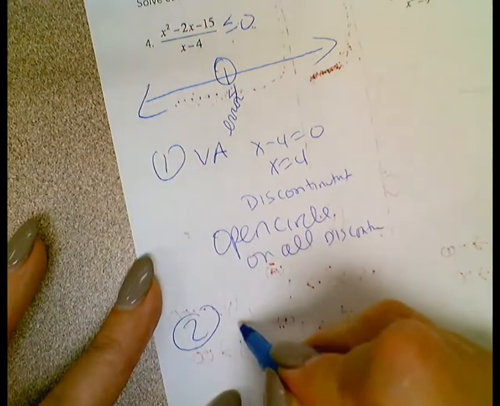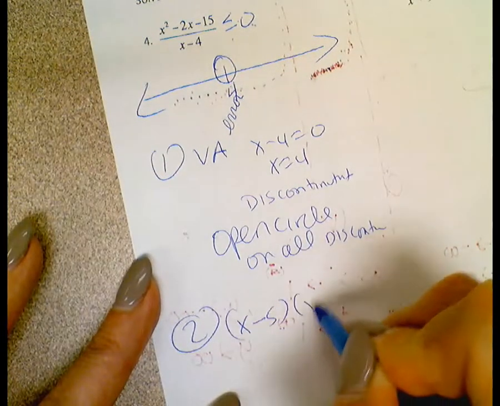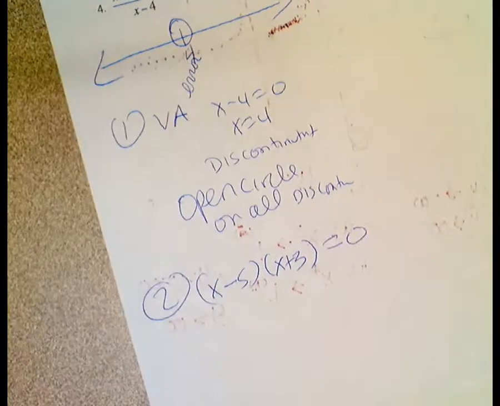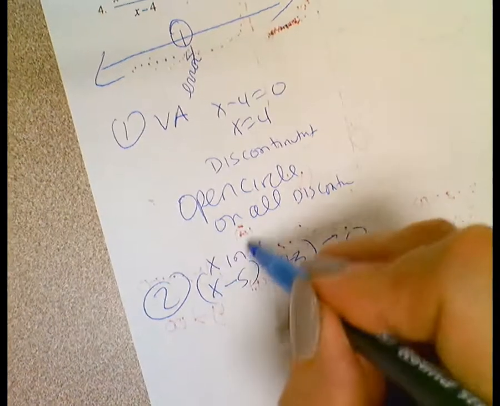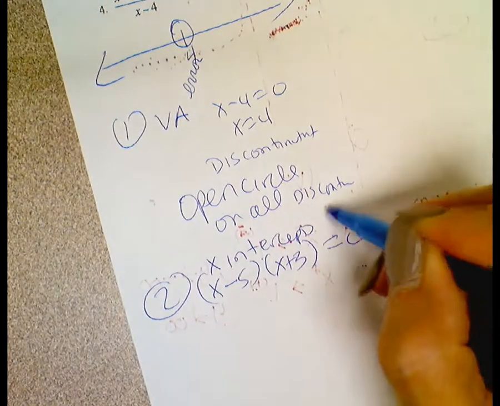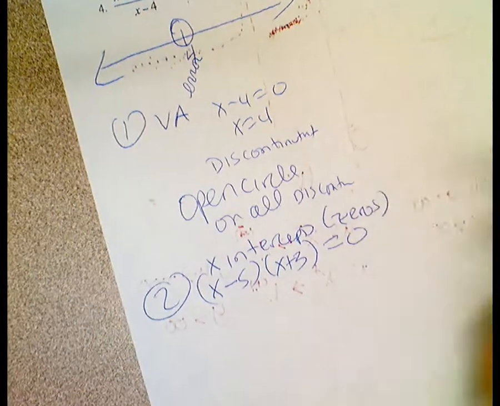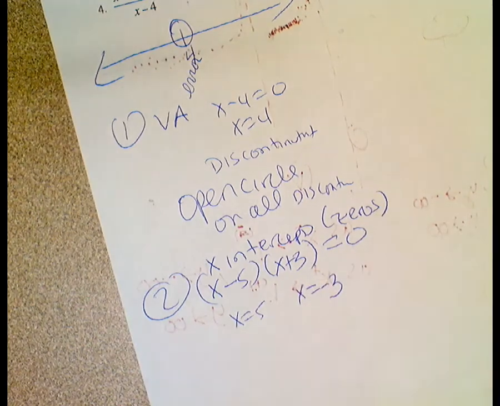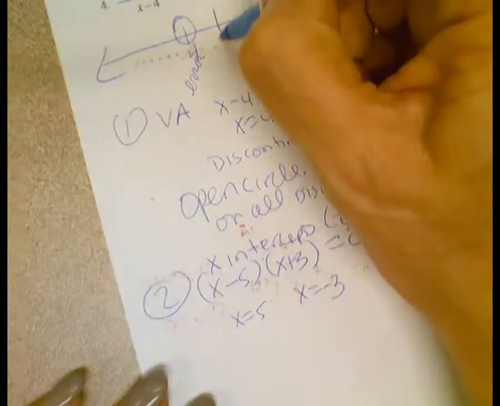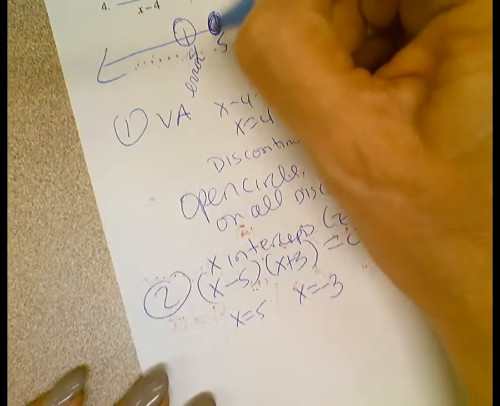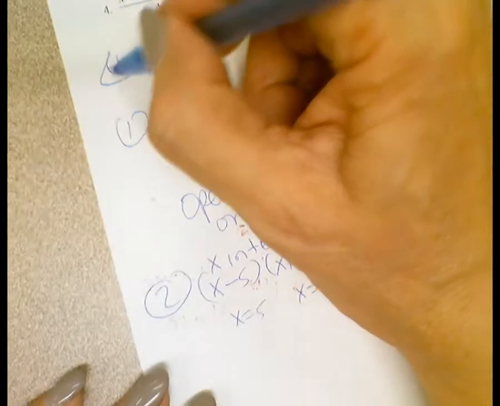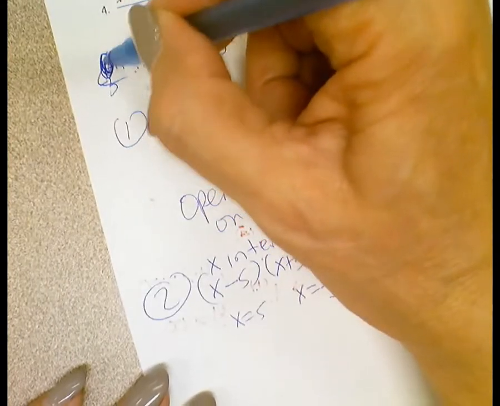Second step. Now, your numerator, I want you to factor it. Think of your numerator in factored form and set them equal to 0, because these are the same thing as your x-intercepts. Your x-intercepts and zeros are the same thing. So one of your zeros is 5 and one of them is negative 3. This is where the curve will cross the x-axis. So at 5, I need you to put a closed circle, and at negative 3, another closed circle.